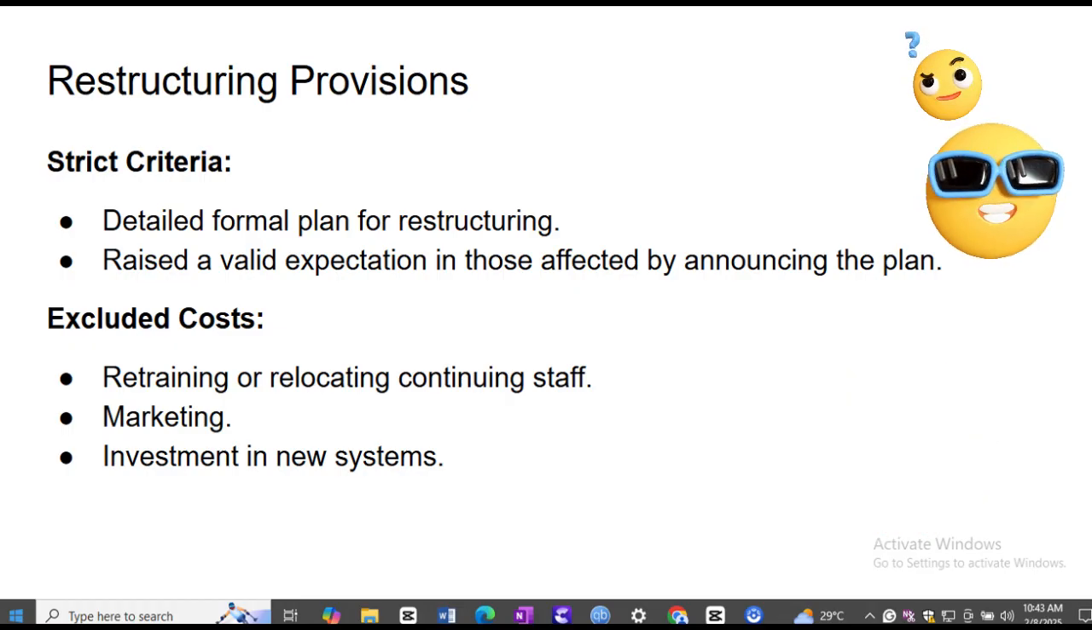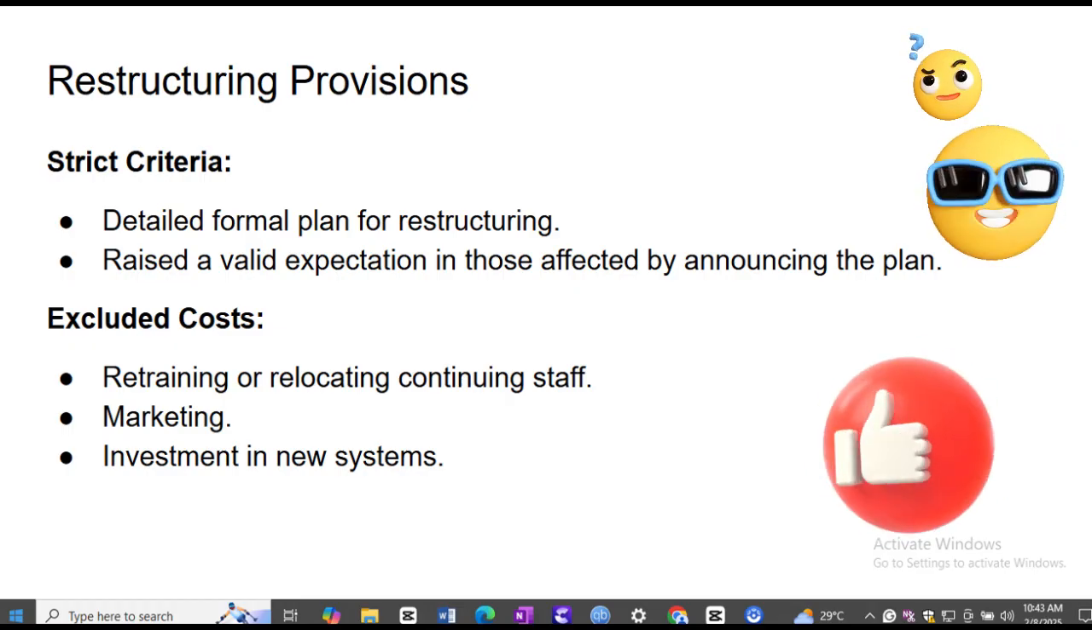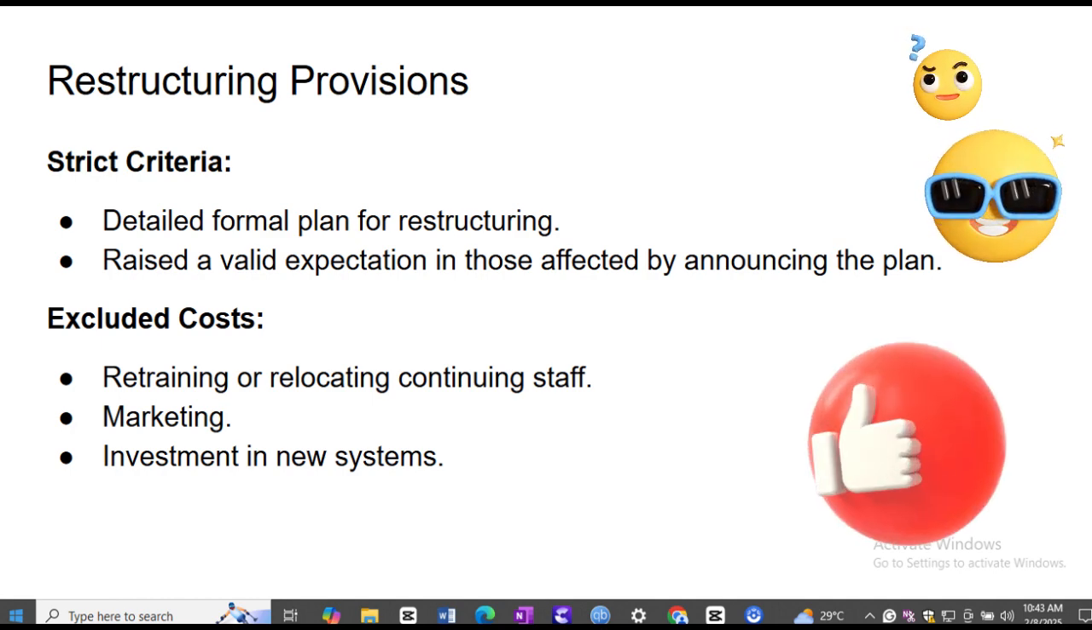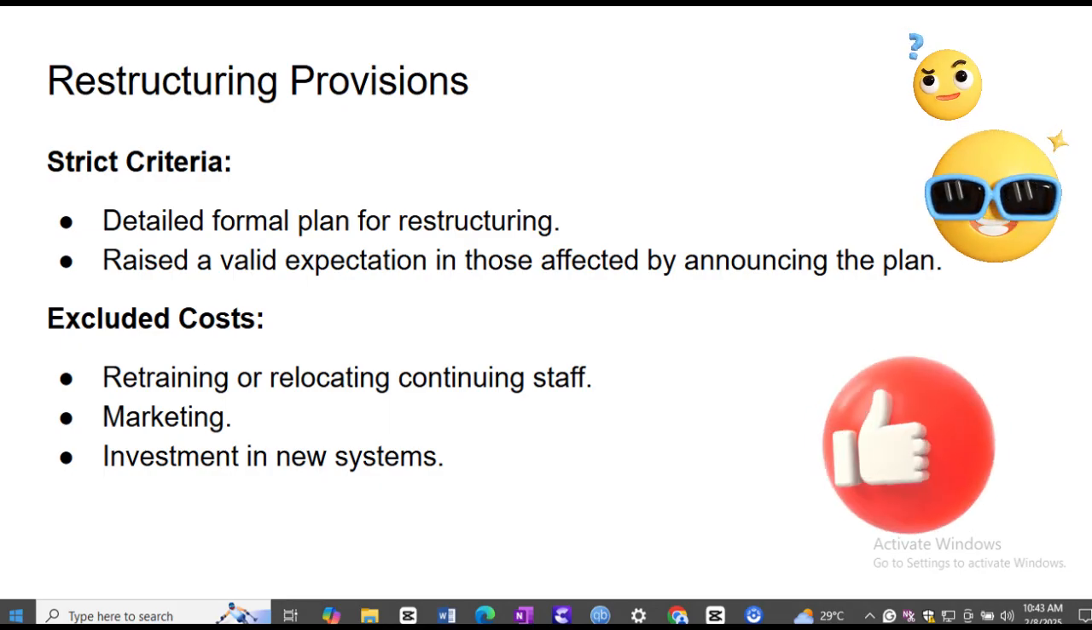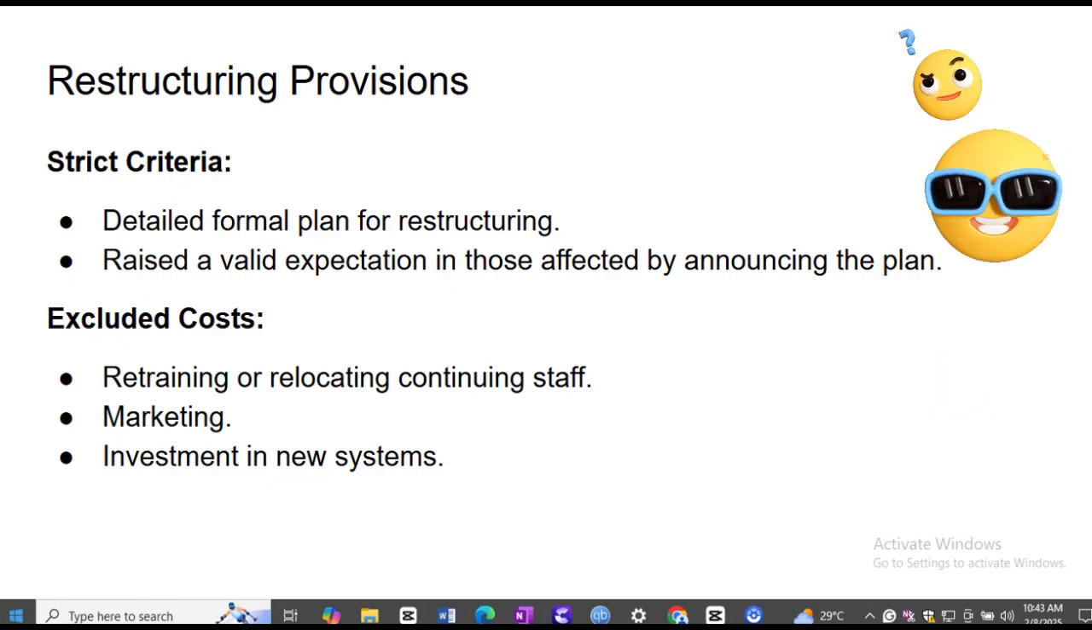I'm guessing IAS 37 sets a high bar for when companies can recognize those provisions. You bet. Got to have a detailed plan, got to make it clear to everyone affected by announcing that plan. Can't just be a vague idea, it needs to be a real commitment. And some costs are specifically excluded from those restructuring provisions, right? You know it. Retraining employees, marketing, new systems, those aren't allowed in restructuring provisions. So really focused on the direct costs of the restructuring itself. That's the key.